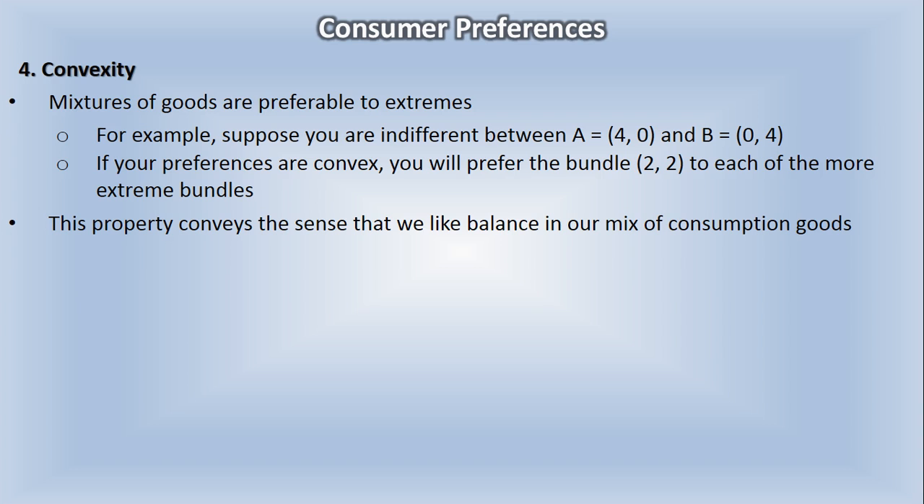And then finally, the fourth property, convexity. Convexity basically says that the consumers don't prefer the extreme cases of consuming all of one good or the other. They prefer a mix of the two.